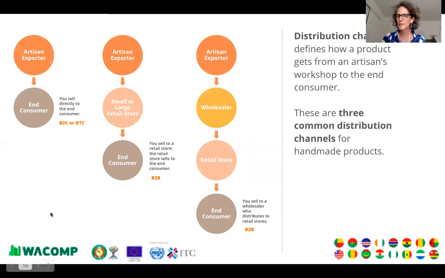Do you see all 3 of these channels in your own market? Which channel represents how your product gets to the end consumer?